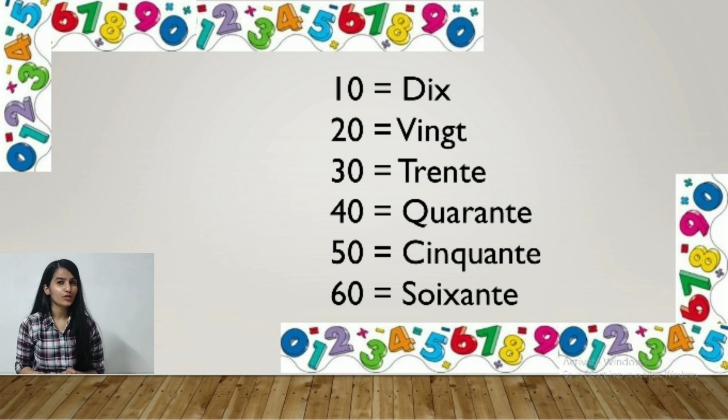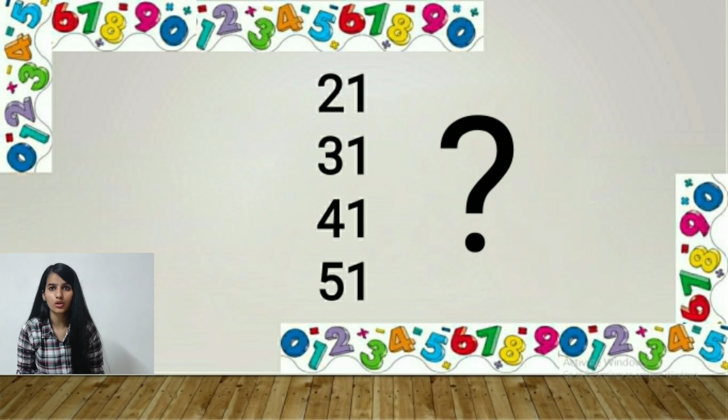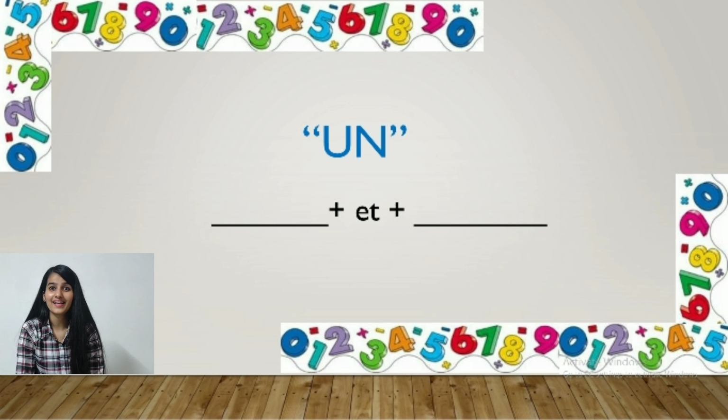Soixante, 60. Now you must be thinking, why haven't I told you about the ones, like 21, 31? I've told you that in the second part we need to repeat from 2 to 9 consecutively. But what about 1? Now the answer to this is that un will come. But between the two parts, we will put another word, that is et, which means and.